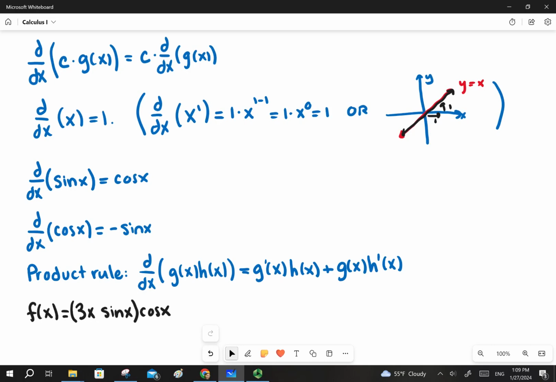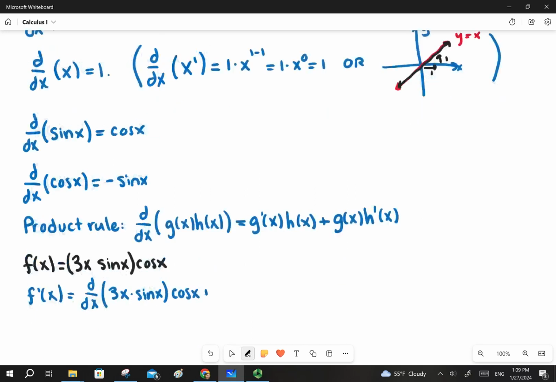I'll just treat the first two functions together as my first function, and then the cosine x will be my second function. So now, when I apply the product rule, I start by taking the derivative of my first function, which I have chosen to be the product 3x times sine of x. Then I leave my second function alone. Then I reverse it, and I leave my first function alone, and I take the derivative of my second function.